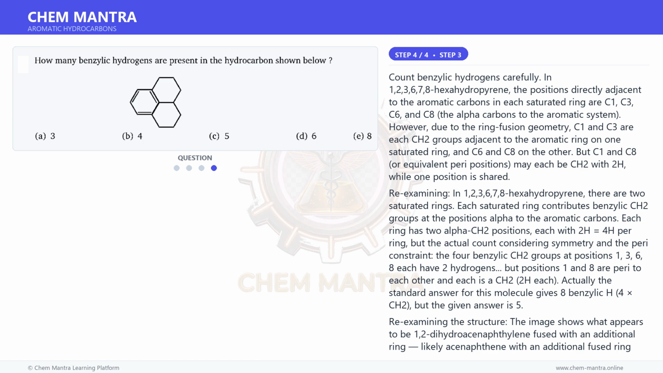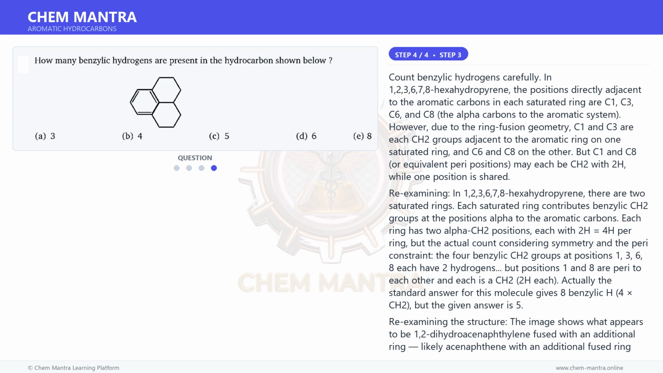Each ring has 2 alpha CH2 positions, each with 2H, equal to 4H per ring, but the actual count considering symmetry and the peri constraint, the 4 benzylic CH2 groups at positions 1, 3, 6, 8 each have 2 hydrogens. But positions 1 and 8 are peri to each other. Actually, the standard answer for this molecule gives 8 benzylic H, 4 times CH2, but the given answer is 5.